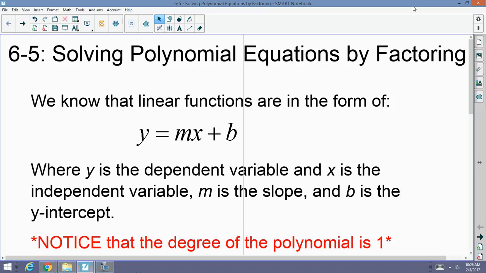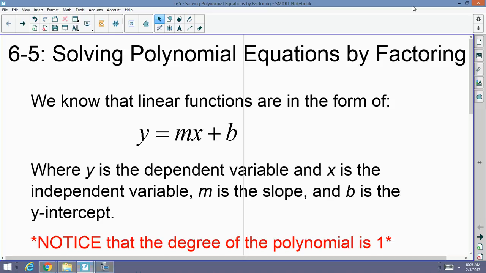Welcome back to Mr. Morrow's Algebra 2 class. Today, guys, we're going to wrap up Chapter 5, and we're going to put all of these factoring techniques into actual use. And we're going to learn how to solve polynomial equations by factoring. And to be exact, we're going to learn how to solve quadratic equations.